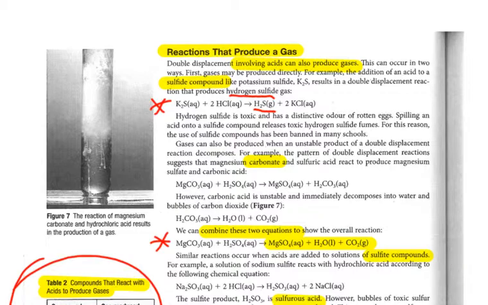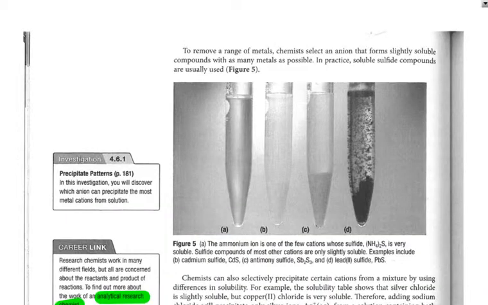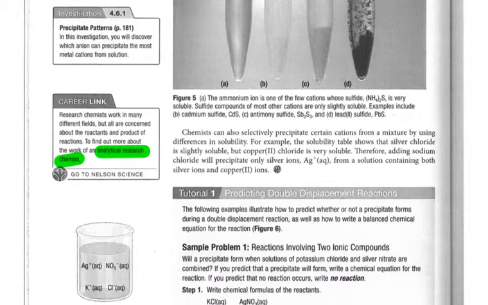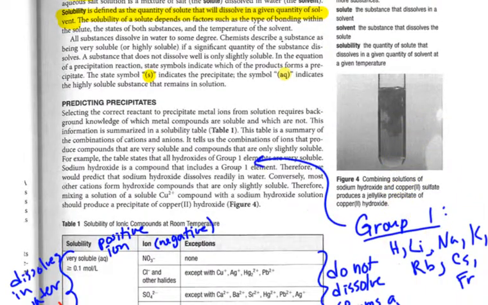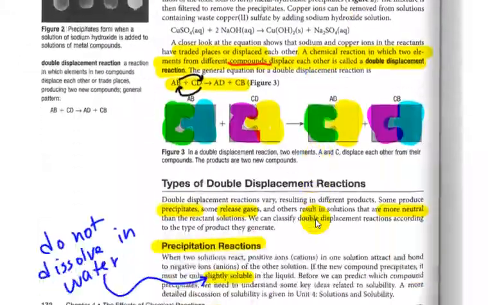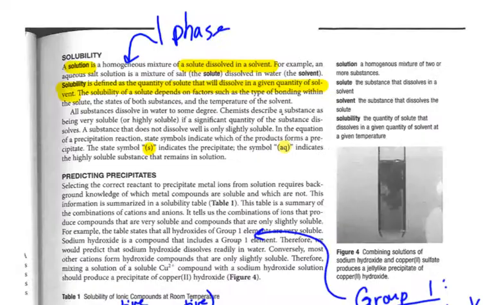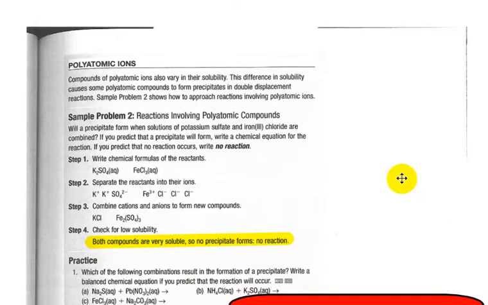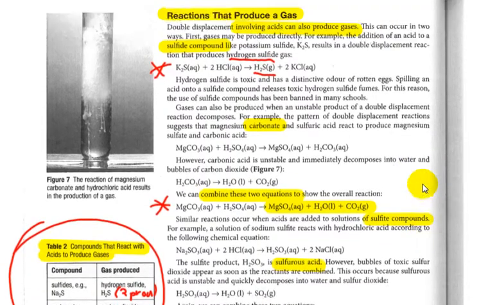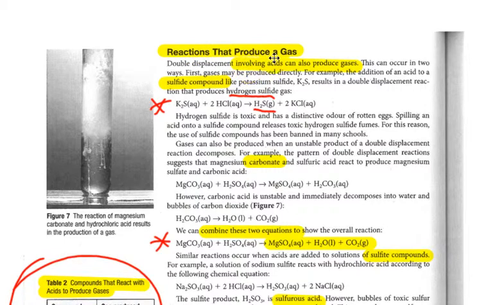So as I mentioned, double displacement reactions. The first type here, we're to go way back here, is precipitate formation. Second way they could happen is by releasing a gas. And third way, becoming a neutral substance, an acid-base neutralization. So let's look at the gas formation one now. Reactions that produce a gas.